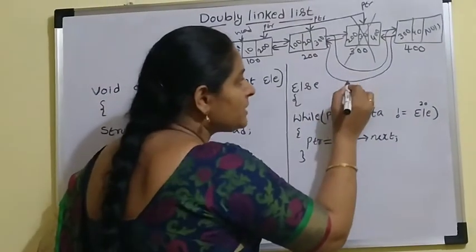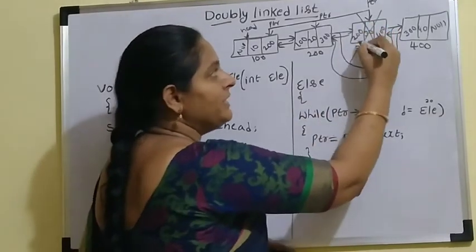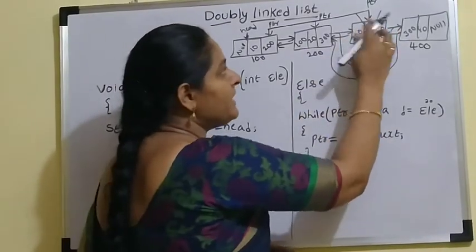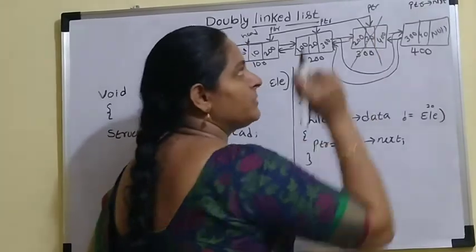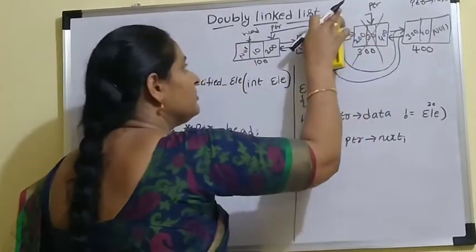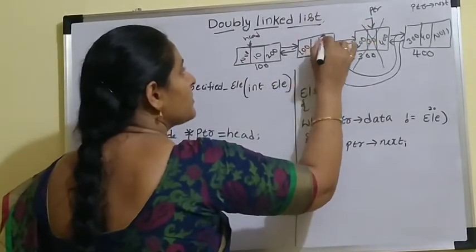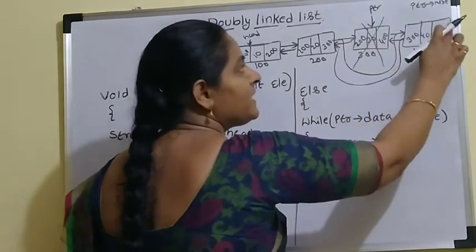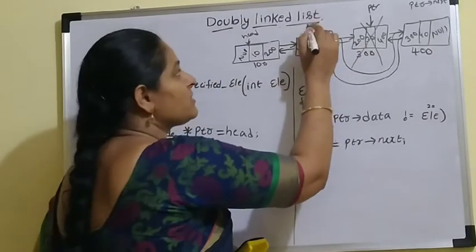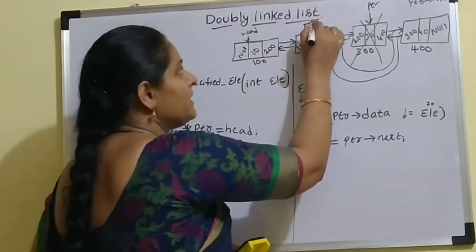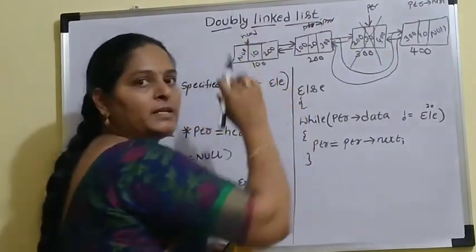For establishing these two links, what we need to do? You just observe one simple terminology. This is our ptr, the removing node. If this is ptr, this is the ptr next node. Just remember this terminology. ptr previous, we have 200. That means this is the ptr previous node. So this is ptr next node, and this is ptr previous node.